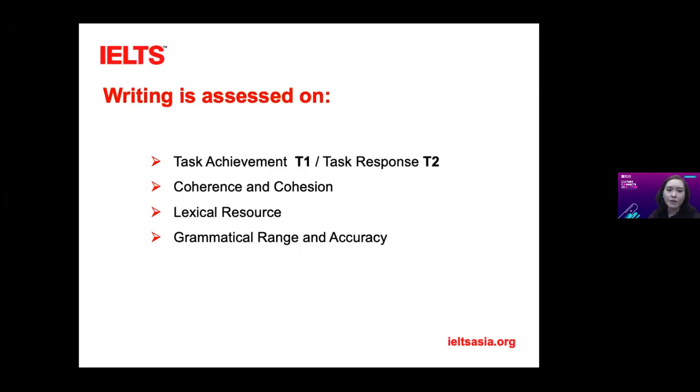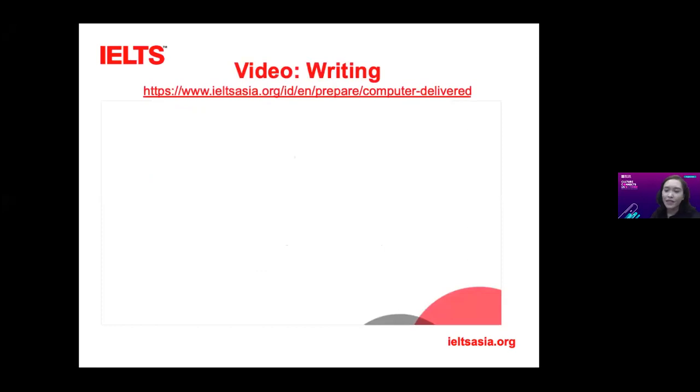The 4 marking criteria are averaged. For example, if you get a 7 in task achievement, 7 in coherence and cohesion, but 6 in lexical resource and 6 in grammatical range and accuracy, your overall writing score is 6.5. Now let's have a look at the video.